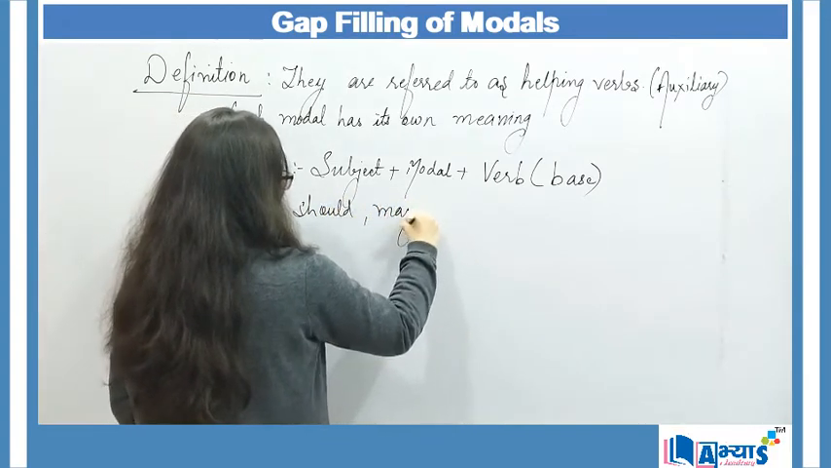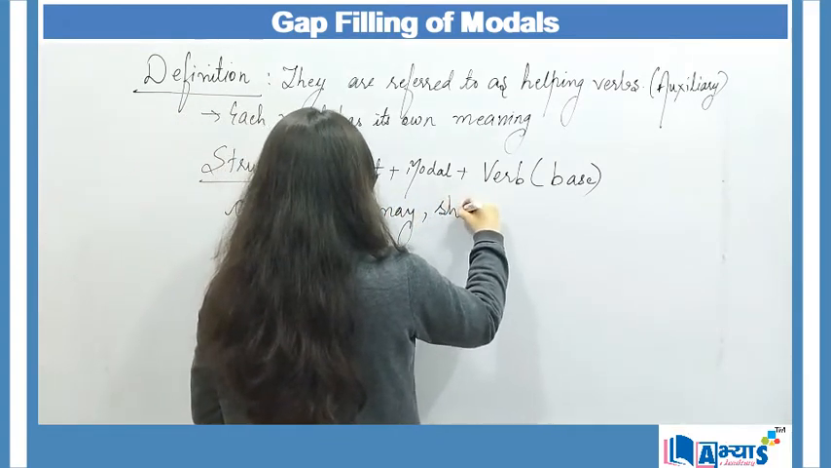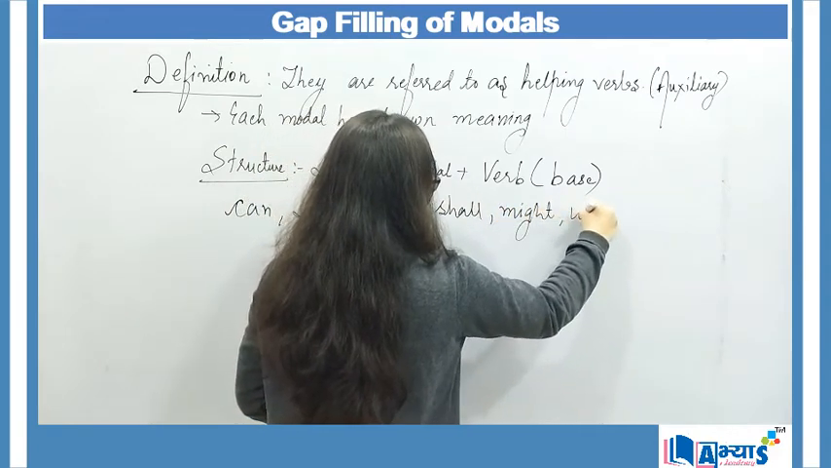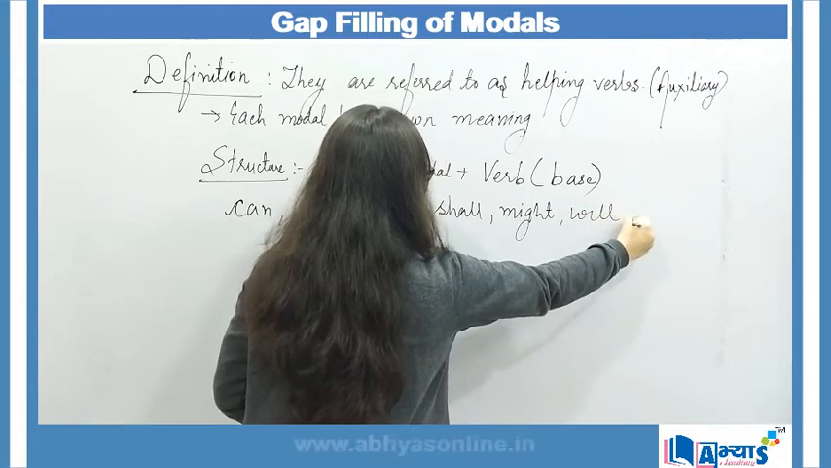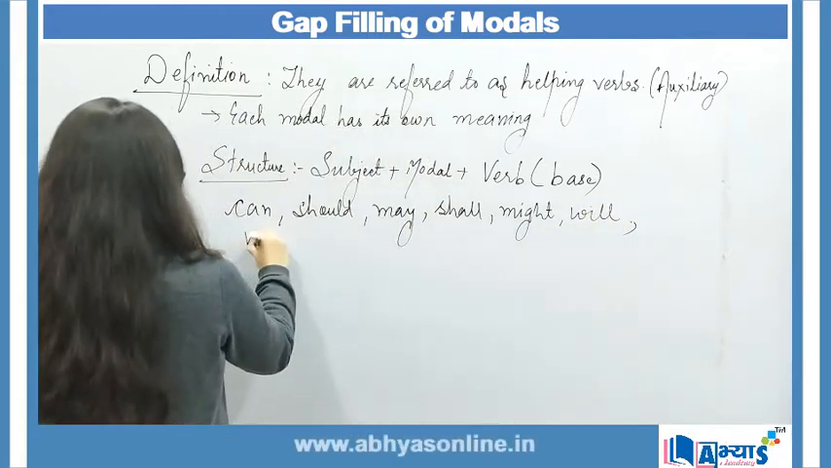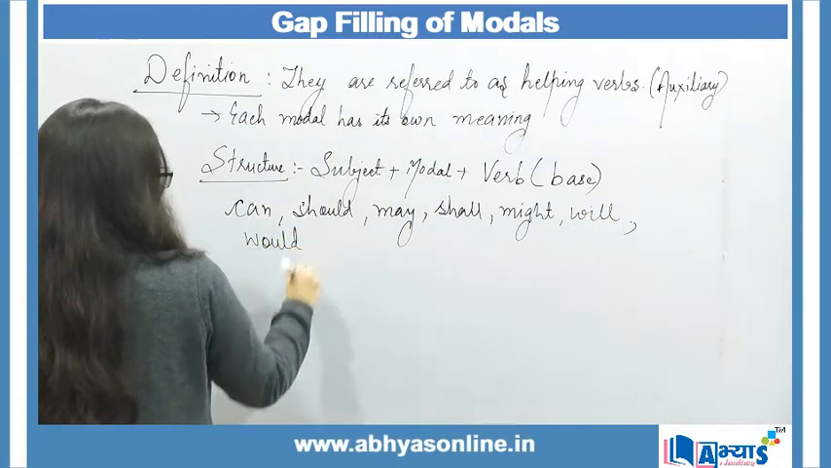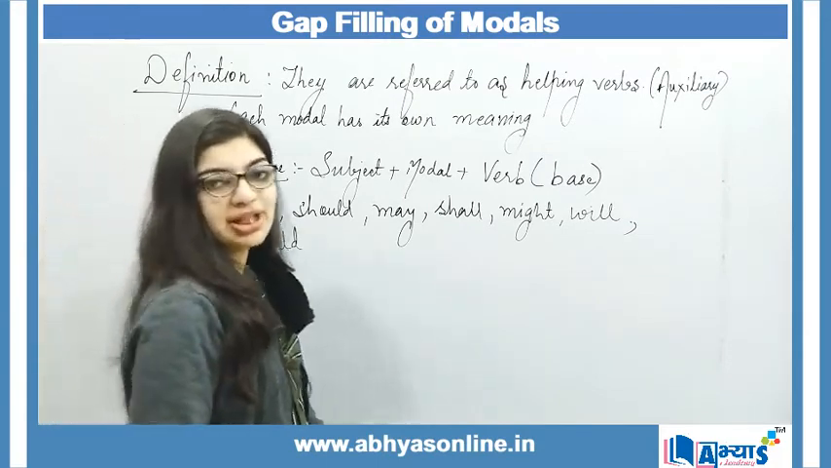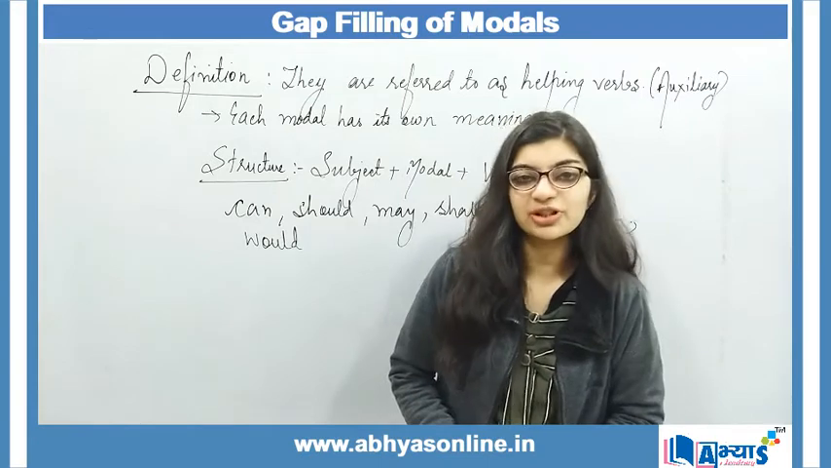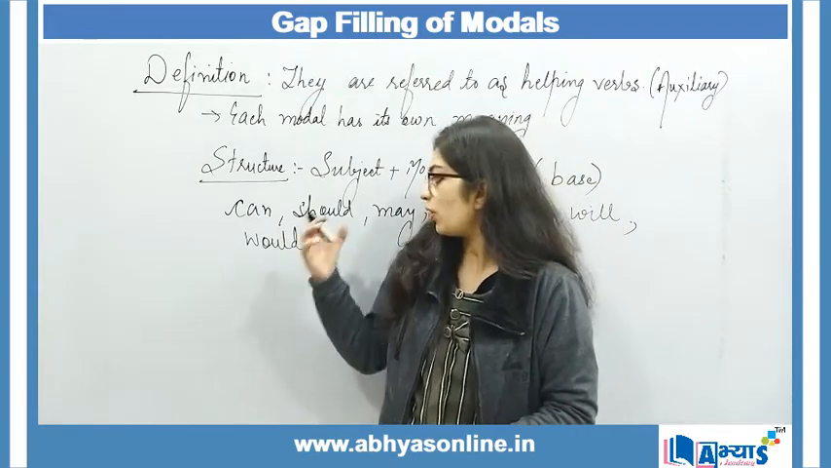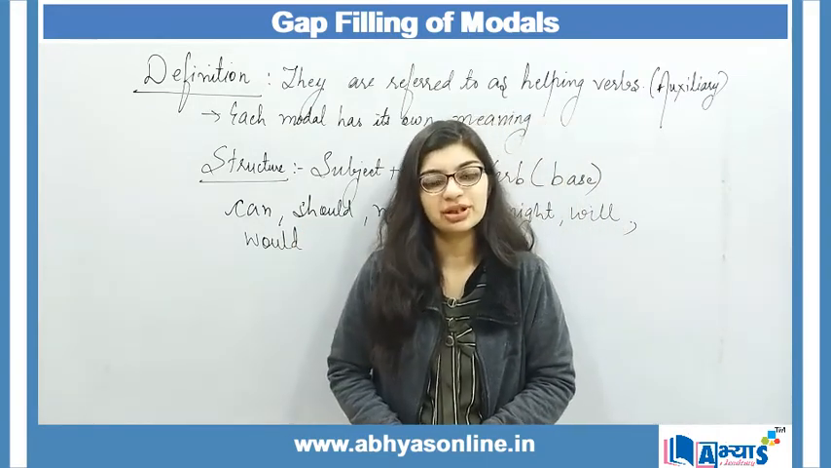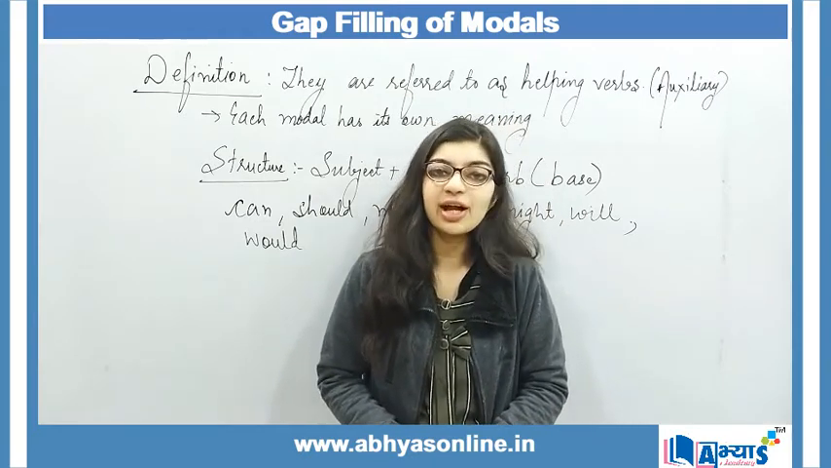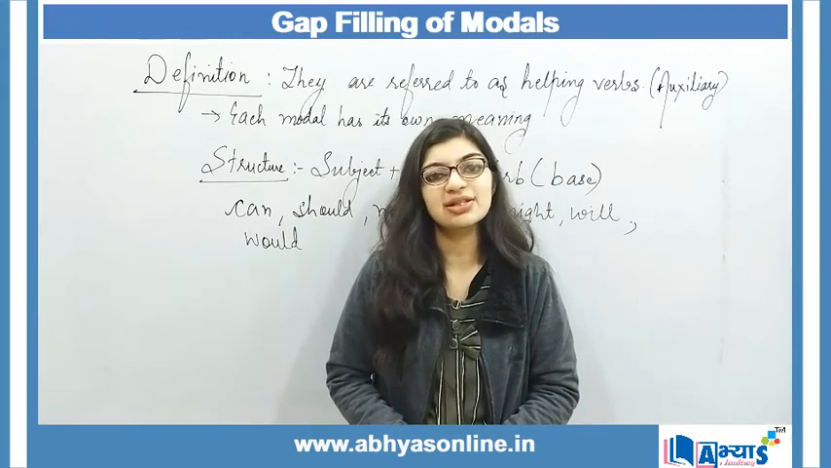Now some examples of modals can be can, should, may, shall, might, will, would. These are some of the examples of modals, and now we are going to discuss some of the modals which can be used for gap filling. All of these modals have their own significance, so it depends upon the sentence which modal we have to use. So let us discuss one by one.